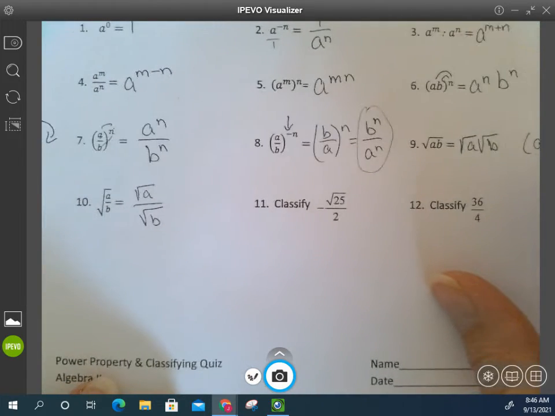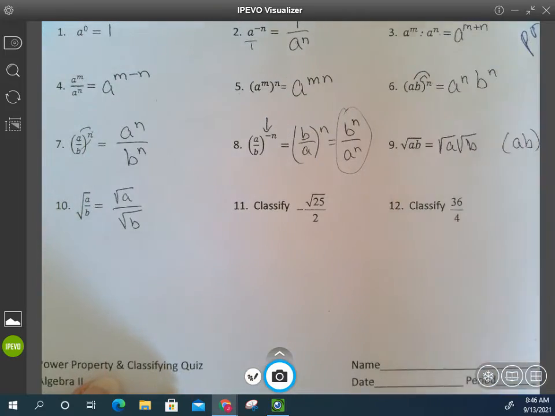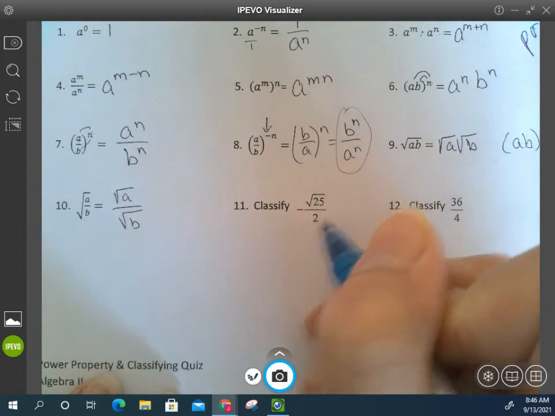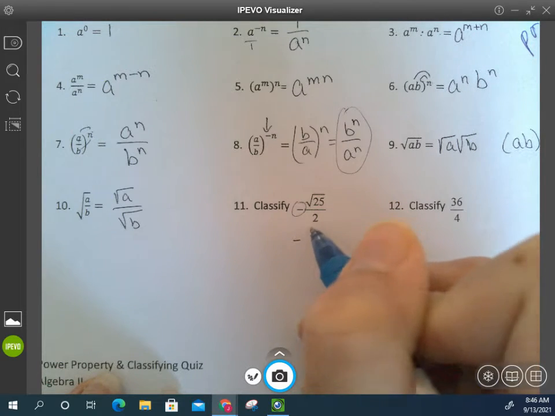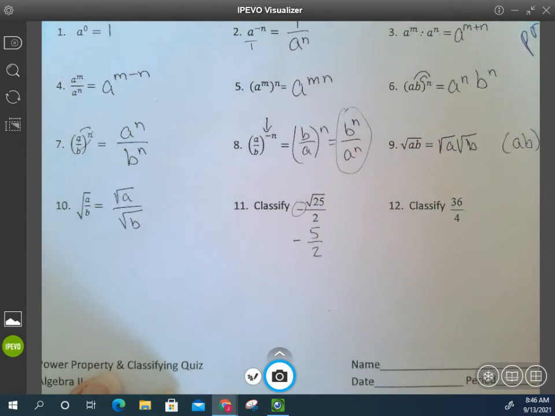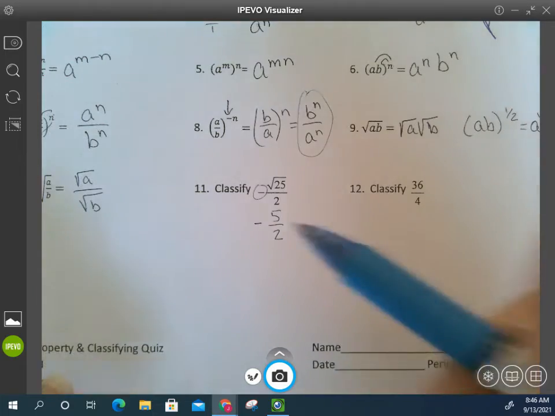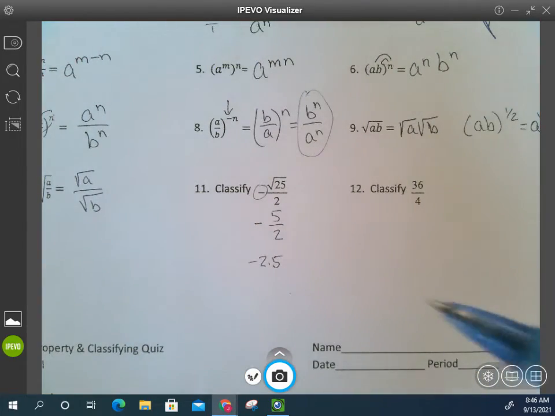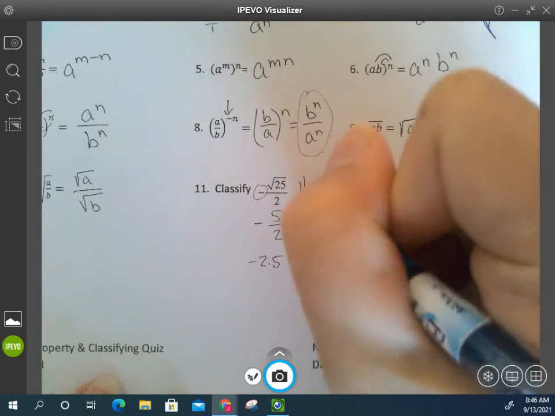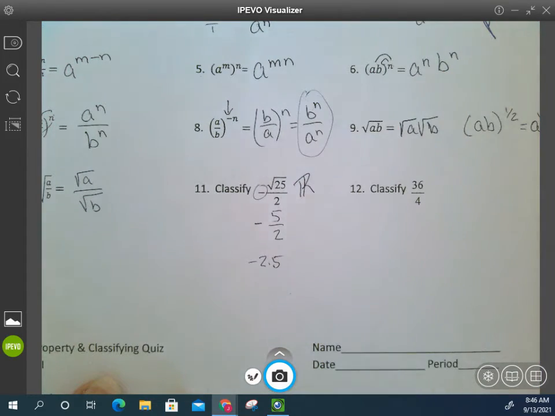And now we want to classify. So the first thing I need to do with classifying is clean it up. So I've got a negative sign, don't lose that. The square root of 25 is 5 over 2. Okay, this can be negative 2.5 or 5 over 2, but I can't go further. So first I'm going to tell you that it's a real number, and you can write out the word real or use the symbol. Is this rational or irrational?